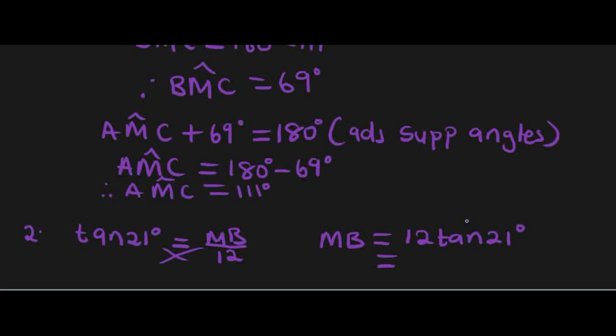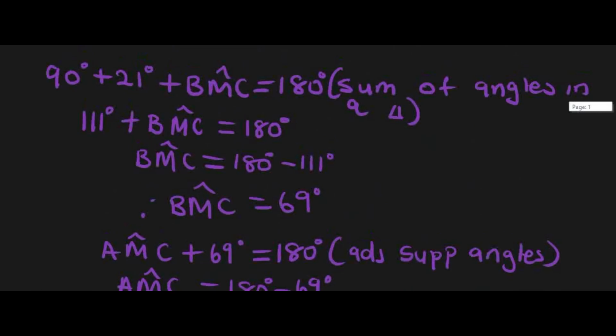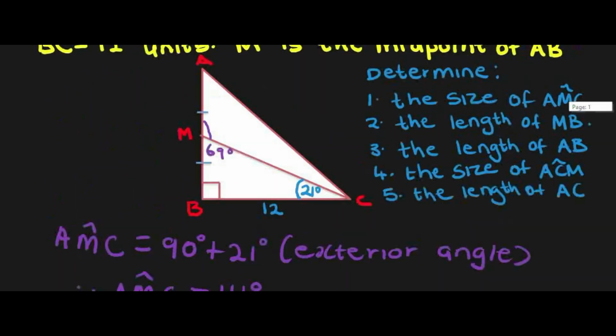12 times tan 21 degrees is equal to 4,61 units. That means now we know that this side is 4,61 units. Right.